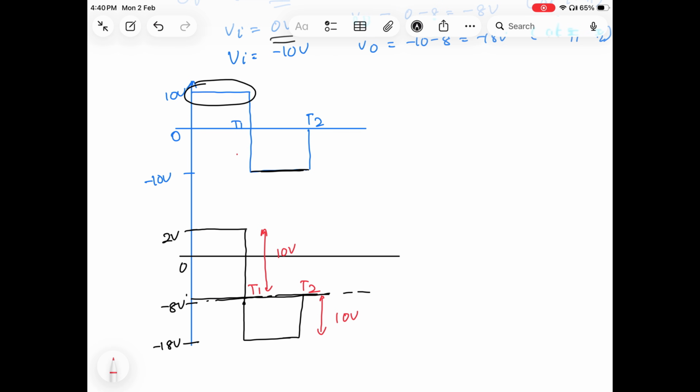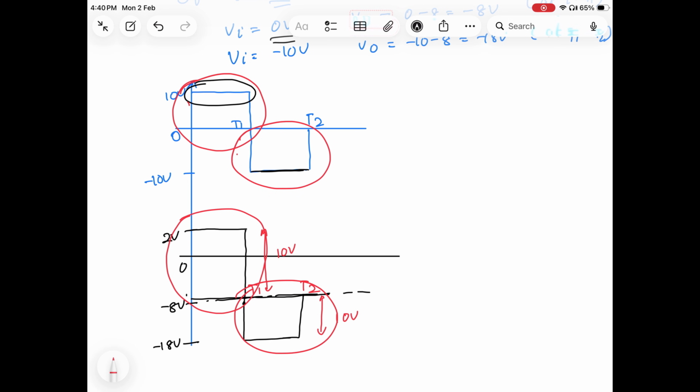But what you can see, if I find out the first half, the peak voltage is 10 volt. Similarly, the second peak voltage is also 10 volt. So for this positive half, I am getting it here. You can see I can show you in the output voltage also the positive half. Similarly, for the second negative half, I can show you from minus 8 to minus 18 volt. So in both cases, if I find the peak to peak voltage, I'll get 20 volt. Here 10 minus minus 10 equals 20 volt. Here also 2 minus minus 18 equals 20 volt.